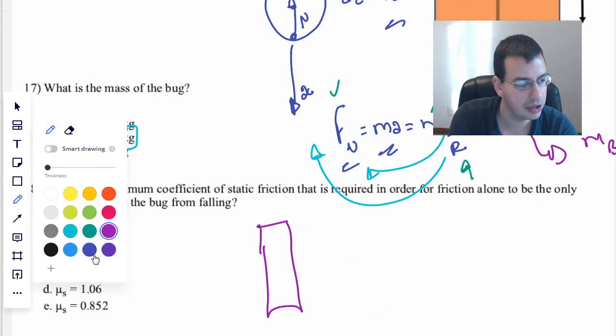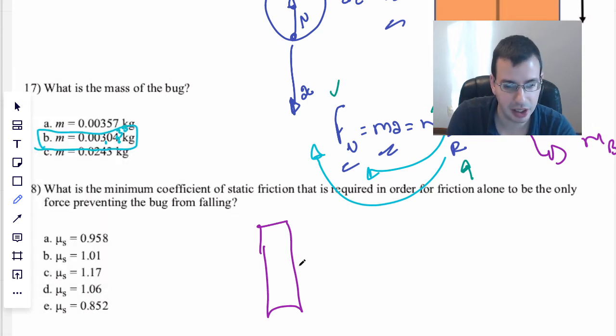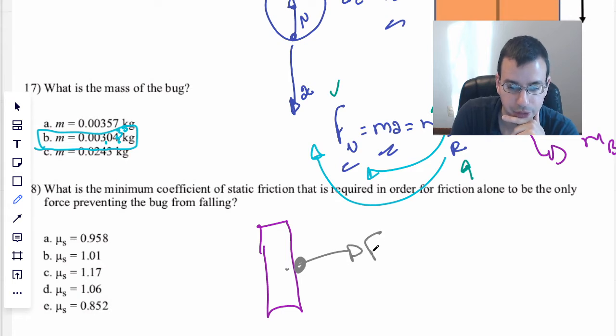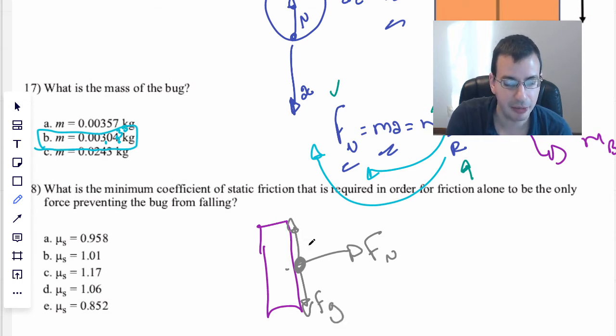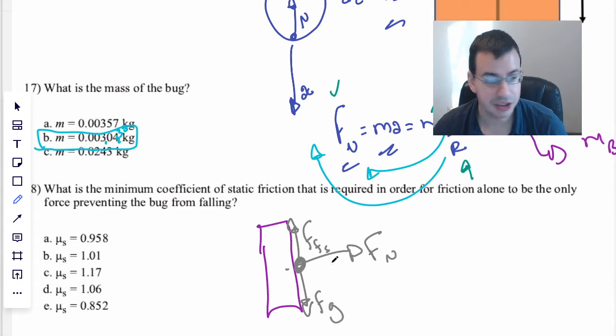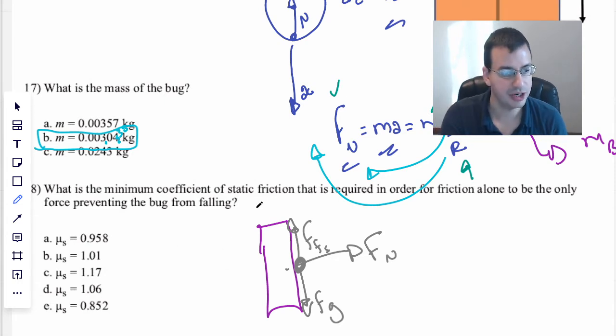And then the bug will be probably gray. I assume most bugs are gray, right there. And there is going to be a force normal, like so. And there's going to be some sort of force gravity. And then opposing this force gravity will be force of friction. I'll write it like this. Force, friction, static, because it's not moving, preventing the bug from falling.